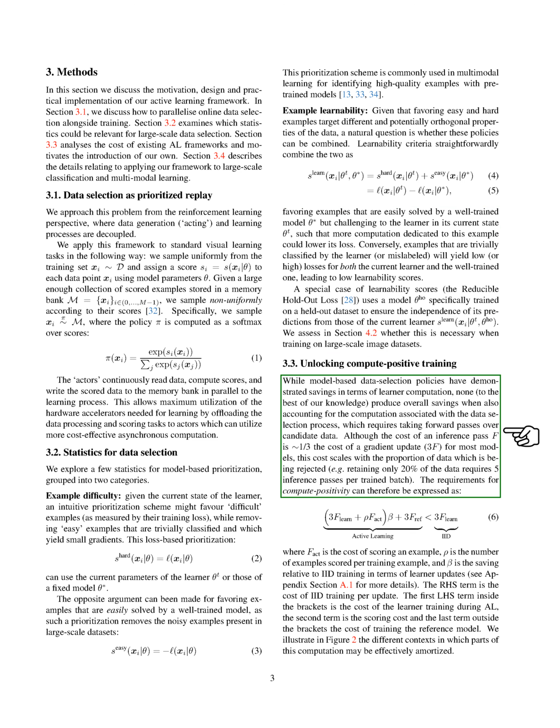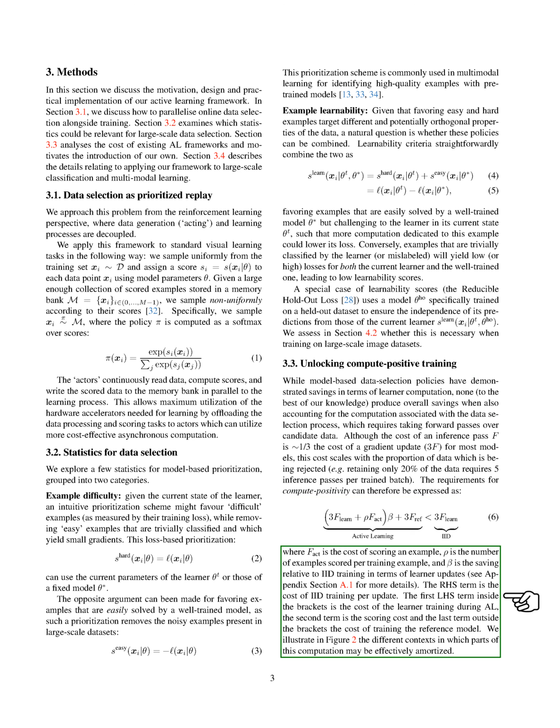While model-based data selection policies have demonstrated savings in terms of learner computation, none, to the best of our knowledge, produce overall savings when also accounting for the computation associated with the data selection process, which requires taking forward passes over candidate data. The requirements for compute positivity can therefore be expressed as a balance between the cost of scoring an example, the number of examples scored per training example, and the saving relative to IID training in terms of learner updates. We illustrate in the figure the different contexts in which parts of this computation may be effectively amortized.